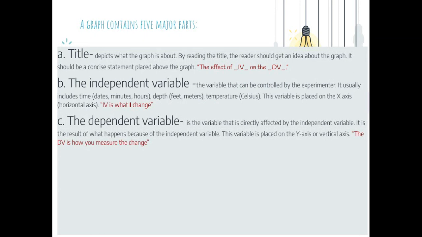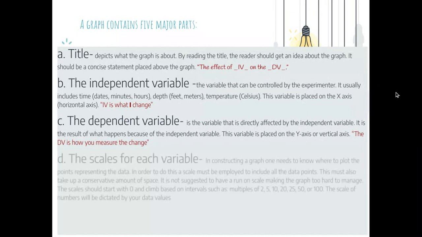The dependent variable is the variable that is directly affected by the independent variable. It is the result of what happens because of the independent variable. This variable is placed on the y-axis or the vertical axis. The DV is how you measure this change. You will hear me say this many times throughout the year. IV is what I change, DV is how you measure the change.